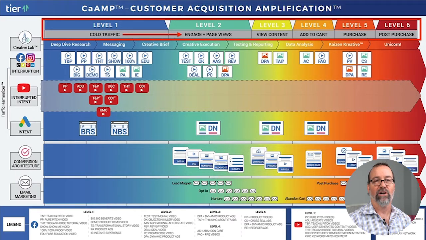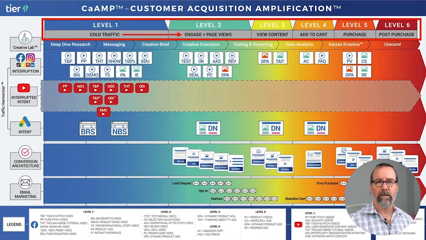Cracking the code on level 1 and level 2 traffic, level 1 especially, which is ice cold traffic that doesn't know who you are, is so vitally important for the success of your business online. If you can acquire customers from people who don't know who you are, you have, in essence, mastered digital, and you will be able to scale and grow.